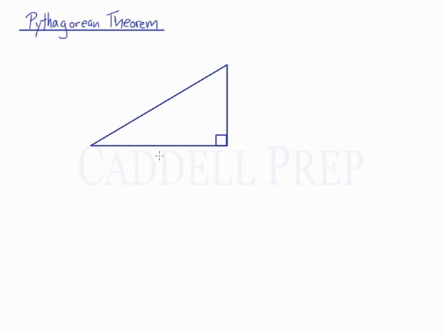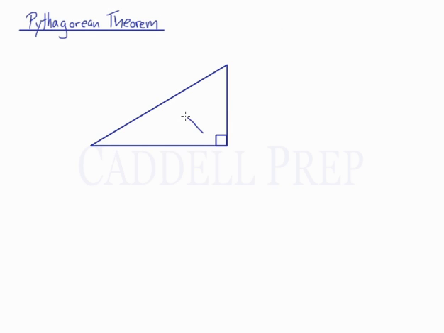In this lesson, we're going to review Pythagorean Theorem. Very important is that Pythagorean Theorem is only used for right triangles. First let's go over this right triangle and some of the important names of the sides.